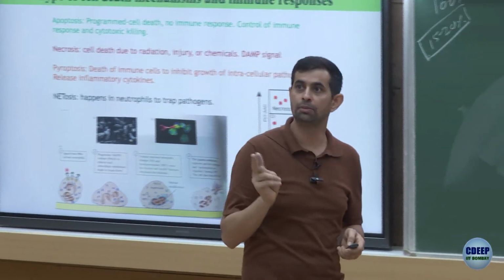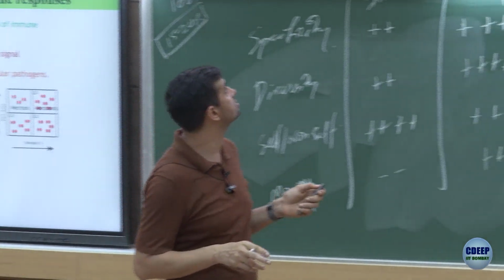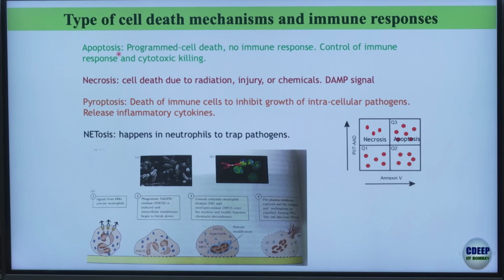There are these two types of cell death. The first one is apoptosis. Apoptosis is a programmed cell death. Let's say a tadpole larva has a tail. During development, the tail goes away. No inflammation, no activation of the immune system. All the cells which were present in the tail are dead. This is apoptosis. So it is a programmed cell death, no immune activation.